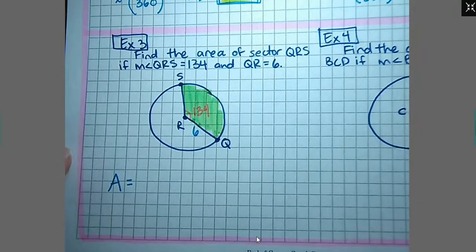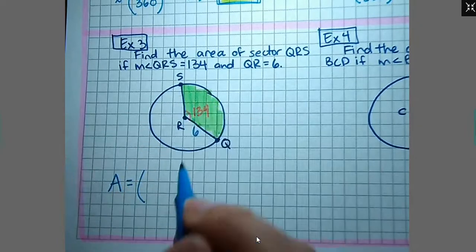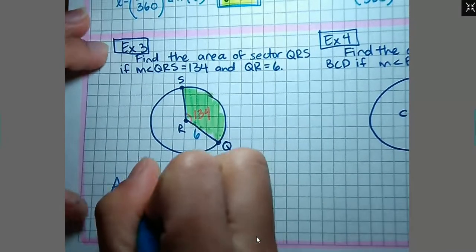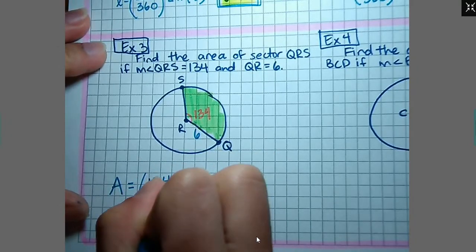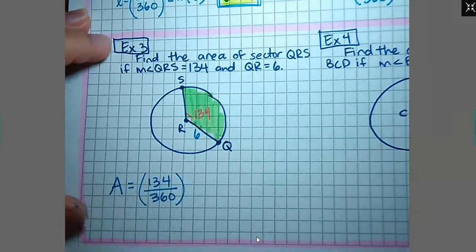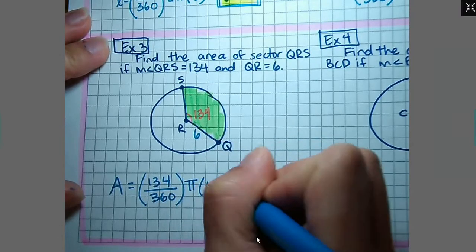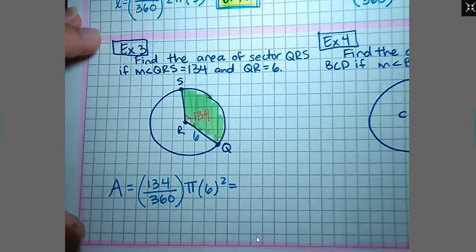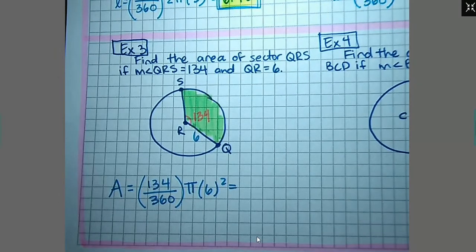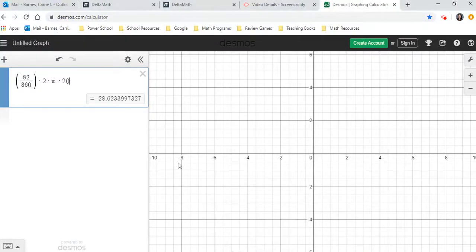Okay, so what we're going to do, same thing that we did before. We're looking at 134 degrees out of the total 360. But we're trying to find the area, so we're trying to find pi r squared, so 6 squared. And then we're just going to type this straight into Desmos and let it do its work. Okay, so I'm going to delete this 2. And then I'm going to change this to 134. I'm going to change this to 6 squared.